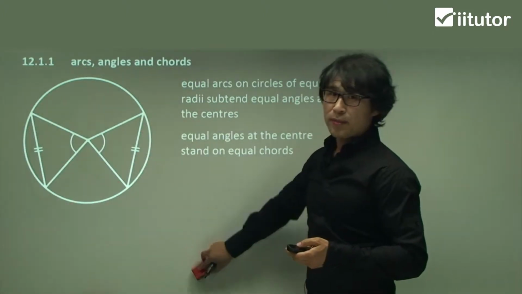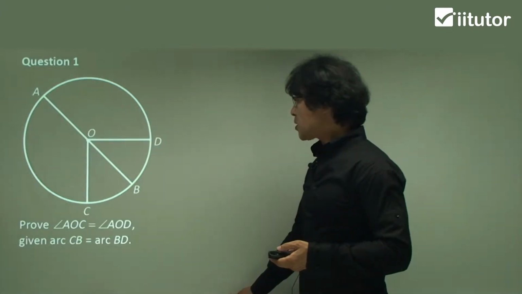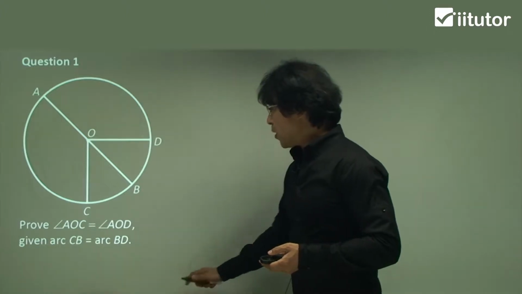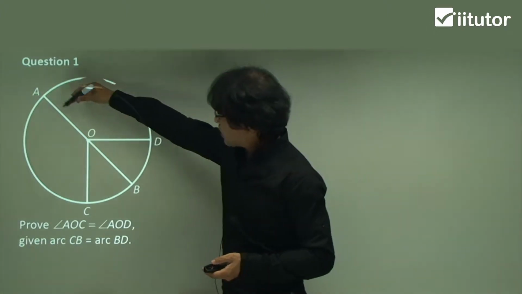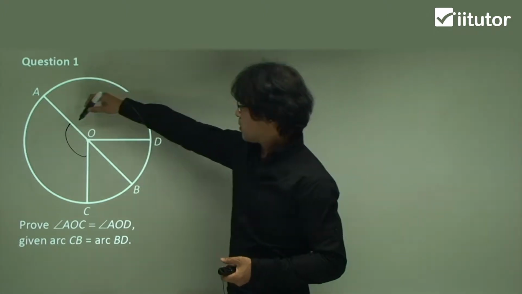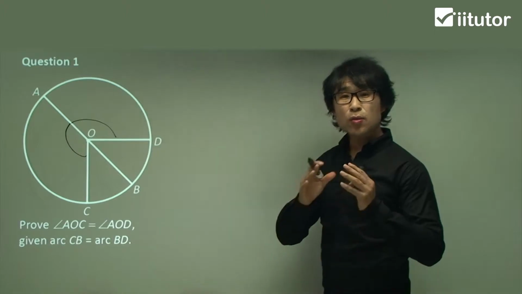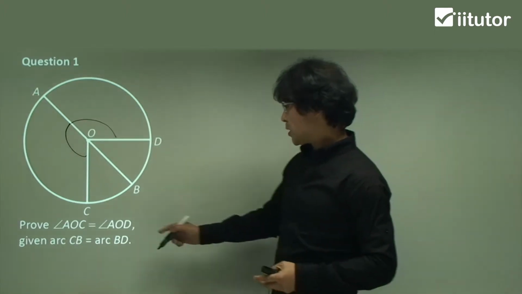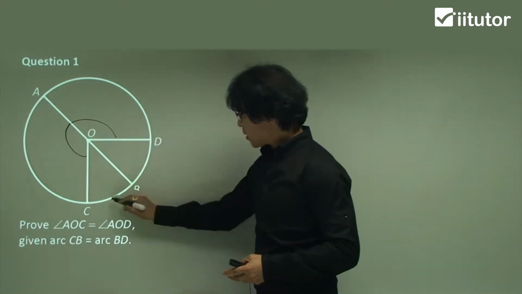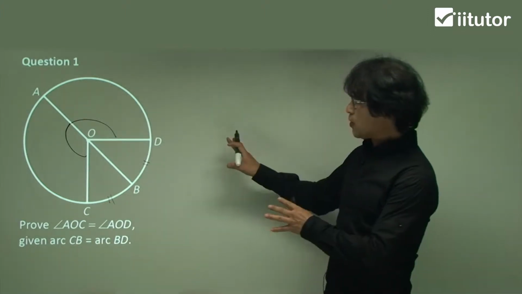Okay, question one. So what do you do? In this diagram, prove angle AOC and angle AOD are the same. We're going to show these two angles are equal. The condition given for this question is arc BC and arc BD are equal.